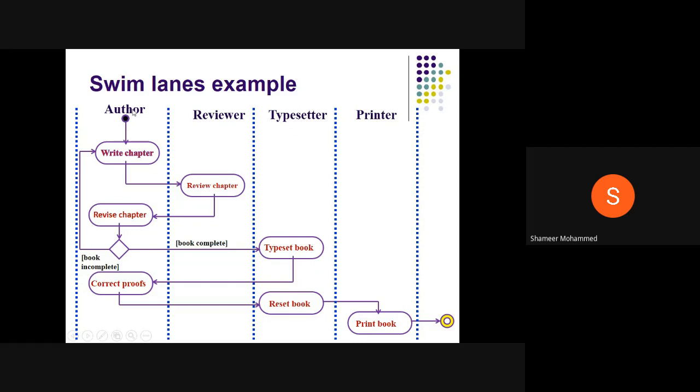So this is the swim lane. This is one swim lane. This is another swim lane. This is another swim lane. Start of the activity, end of the activity. You understand now what is a swim lane? Why do we use swim lanes?